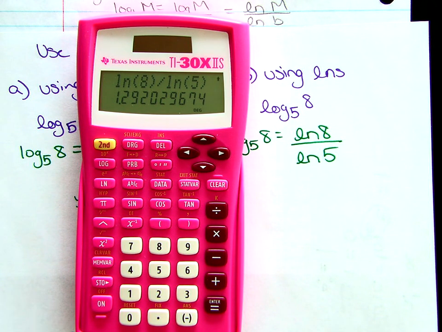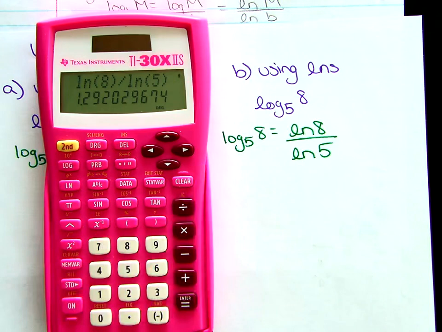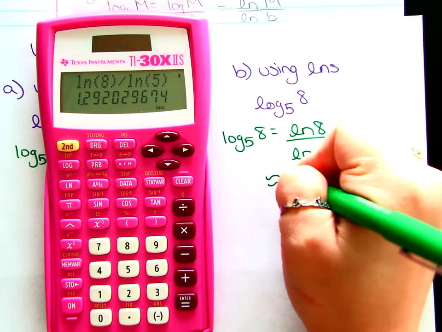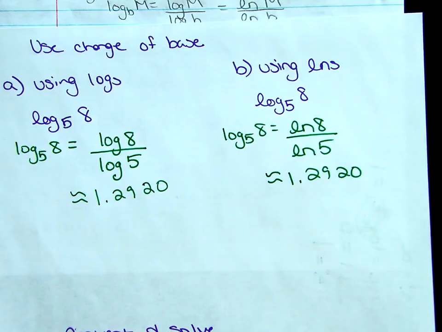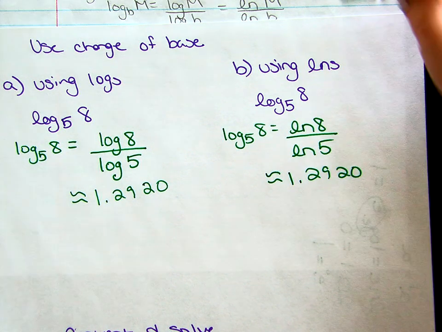Obviously, if I was using my big calculator, I would use my natural log because I can't find my regular log. But for most of your calculators, they're nice and right up front. It's 1.2920. Are there any questions on how we use our change of base to change the bases and type them into our calculator?